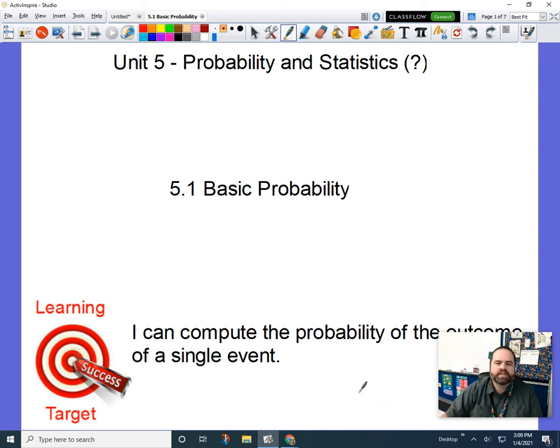So this next unit, first one of the semester, I wanted to do something different. This isn't really an intensive algebra unit. It's kind of fun, honestly. So we're going to look at probability and statistics, more so probability.